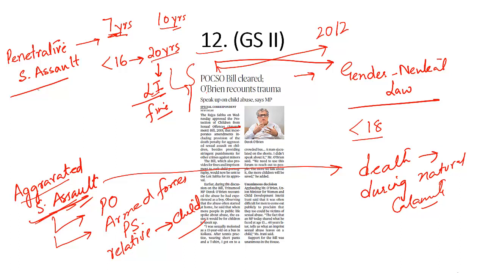There is a difference between penetrative sexual assault and aggravated sexual assault. And for aggravated sexual assault, now the punishment has been enhanced. Even the death sentence can be prescribed for those who are committing these aggravated penetrative sexual assaults. That is what you need to understand from this newspaper article.